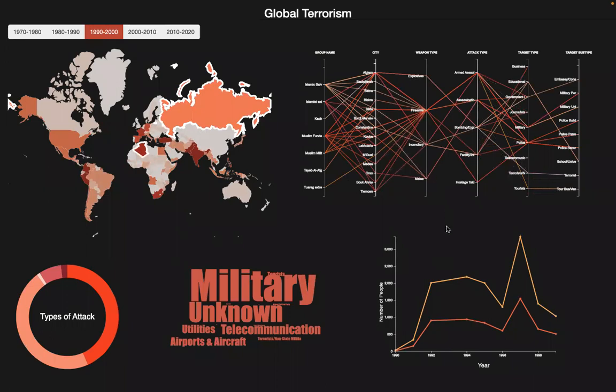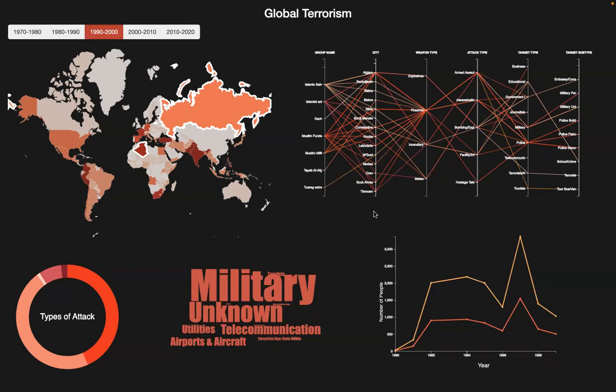So that can again be helpful in tracking down what kind of weapons are being circulated, and it would help the government to tackle such movements. So that was about the parallel coordinate plot. The next plots will be explained by my project partner Samruddhi.